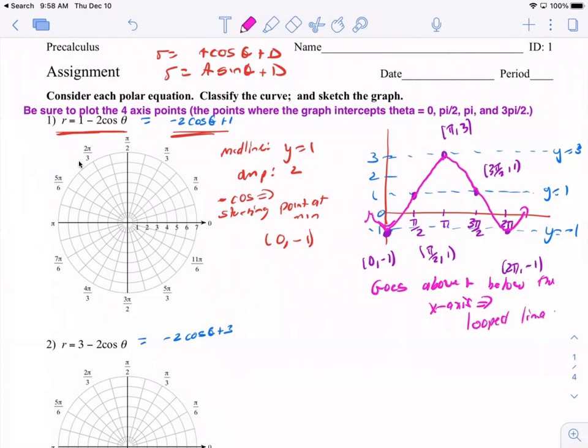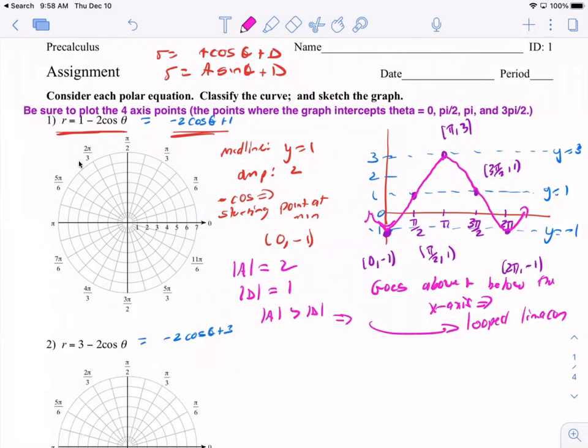Now, what Janie was saying, can't we just look at the absolute value of A and the absolute value of D? Absolutely. The absolute value of A, in this case the amplitude, is 2, and the absolute value of D is 1. So the absolute value of A is greater than the absolute value of D, which also tells us it's a loop limacon. If you can remember that and it makes sense to you, that's fine.